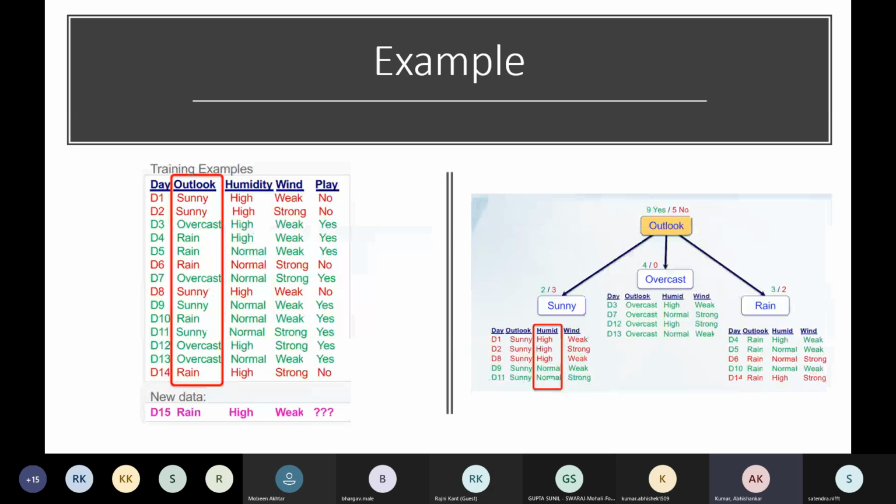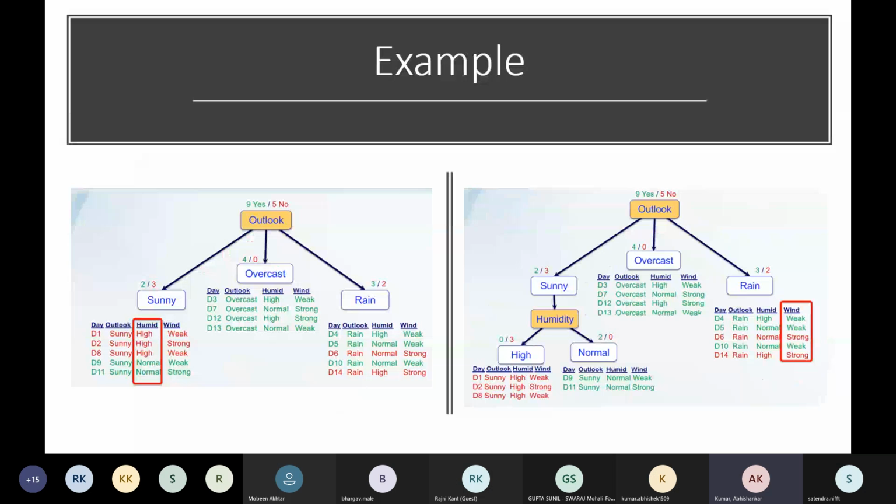Why did we not take humidity? Why did we not take wind? Because at the root node we have all the choices. We can take any variable to split, either outlook, humidity or wind. So which variable do we have to take? That decision we have to take mathematically.